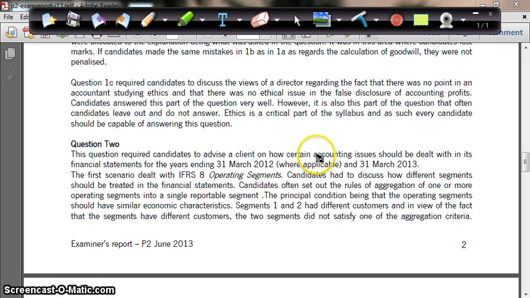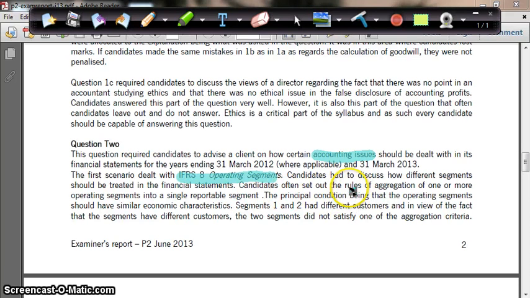So here you are actually having to advise the client on various different accounting issues. So just telling the client what issue was arising and how it should be treated in line with the various international standards within the accounts. So the first scenario dealt with IFRS 8 operating segments, and I think this was pretty clear from the way the question was laid out, as each of the segments was quite clearly defined. So you needed to discuss how these segments were going to be treated in the financial statements.